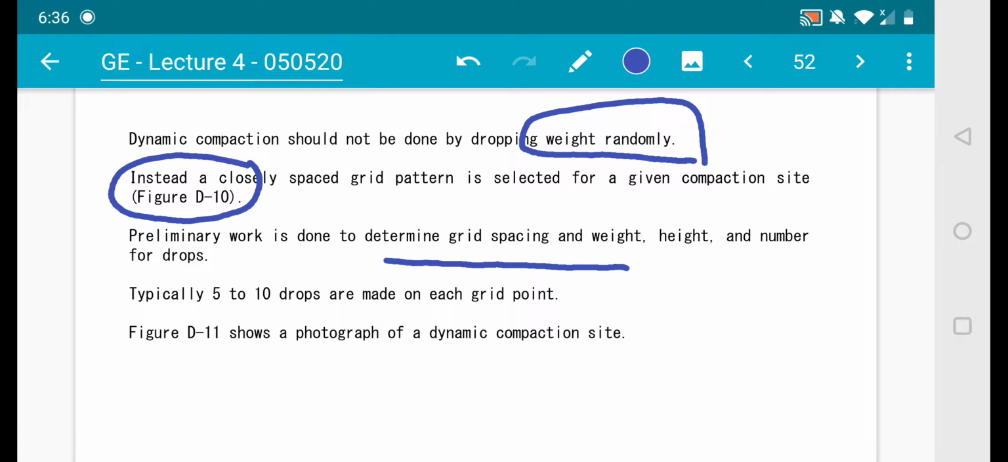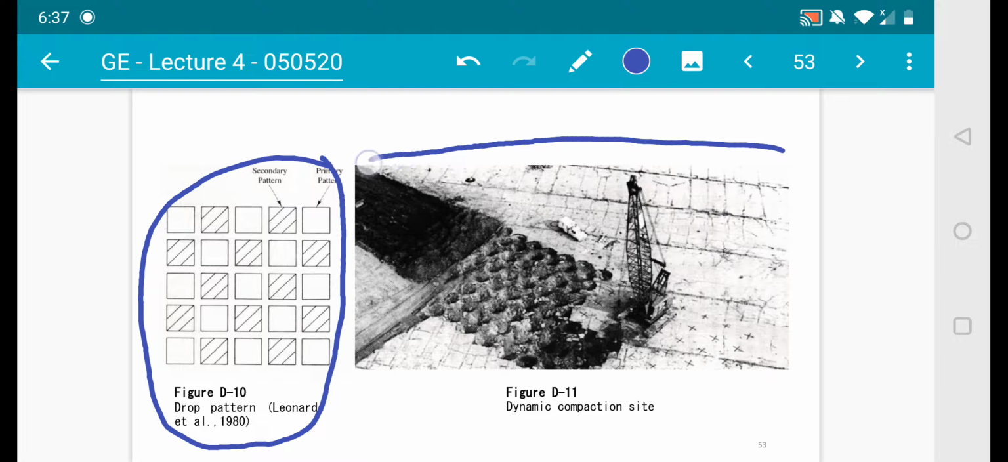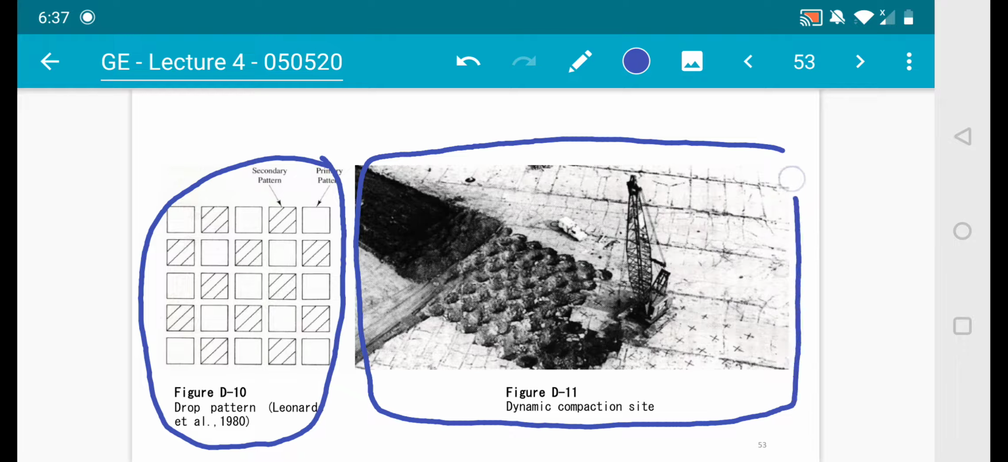Typically, 5 to 10 drops are made on each grid point, and figure D11 shows a photograph of a dynamic compaction site. Now this is where you have a pretty large area, and this one has some access to that site. That's where dynamic compaction can take place.